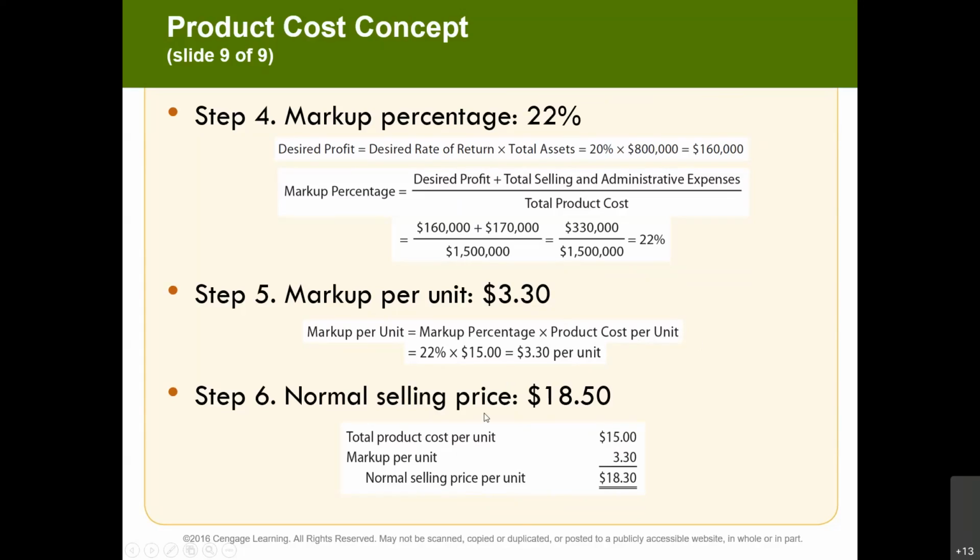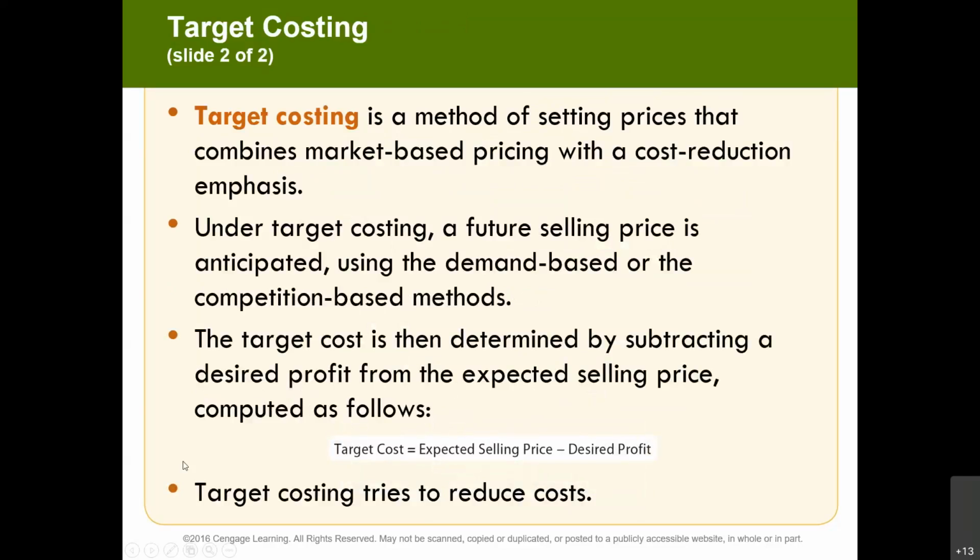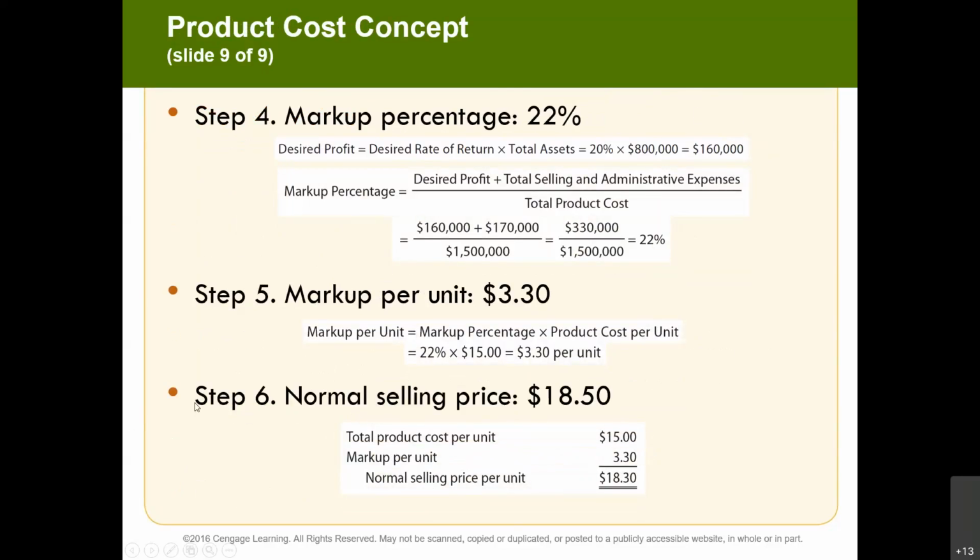And then to get my normal selling price, I would take my total product cost per unit, $15, plus my markup per unit, $3.30. My normal selling price per unit should be $18.30 per unit. Any questions on product cost? No, I understand. Great. So as you can see, as long as you follow these steps, you'll be able to derive the correct responses for figuring out the normal selling price. It's all about the steps. As long as you do the steps in order, you'll be fine.